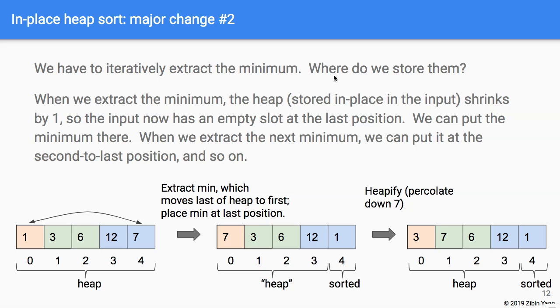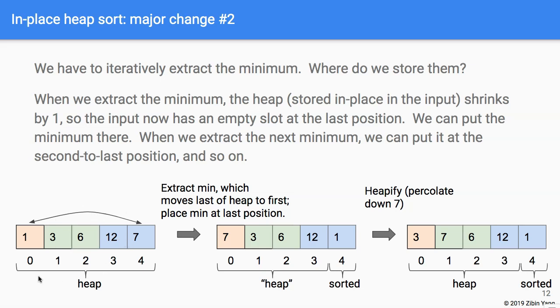Now, as it turns out, it could be pretty straightforward, because when we extract the minimum, the heap itself actually shrinks by 1. So the input now has a little empty slot at the last position. So we can take the extracted minimum and put it there. And then when we extract the next minimum, the heap again shrinks by 1, and we can put the second minimum in that position. So that's actually pretty nice.